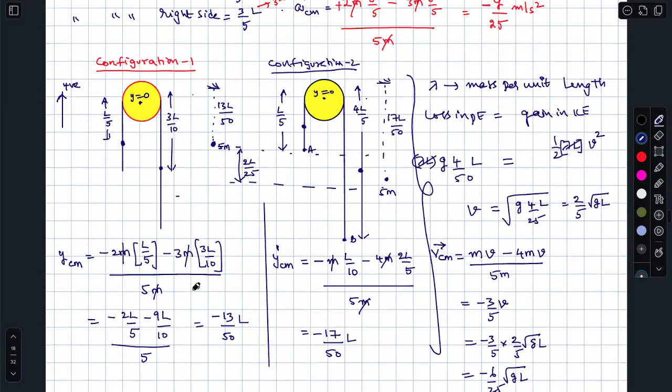You require some reference to define potential. Got the point? So I am taking this line as the reference, the zero potential energy line. Anything above is positive, anything below is negative. Right. Reference only, no issues.